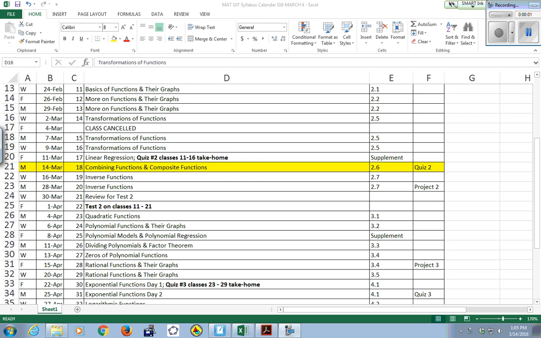Look at our schedule. We're going to talk about combining functions and composite functions today. Quiz 2 is due today. Before you hand it in, I just want to make a couple of comments.